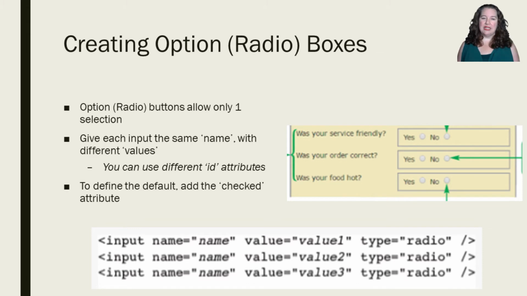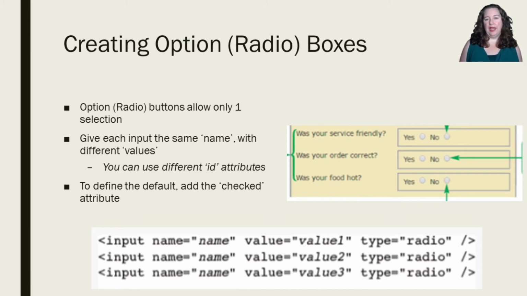What we do in this case is we set the name of the input to be the same name. And the values are the different values. So yes and no would be the different values, and the names would all be the same. That means that when the data gets sent across to the server, only the value that is selected or checked in this example is going to be the one that's sent. The other values are not.